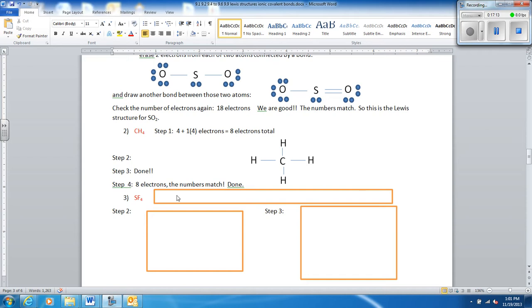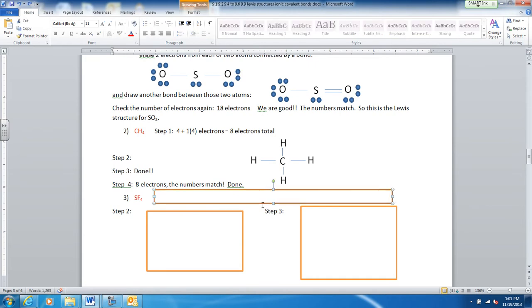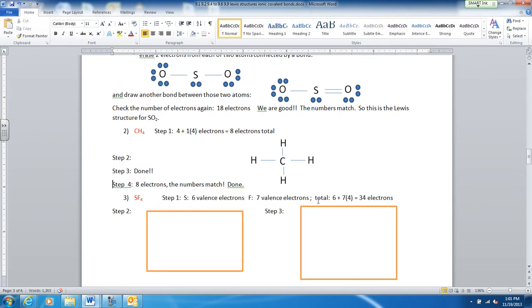So SF4, we're going to again add up the valence electrons. Sulfur has how many? 6. And fluorine has how many? 7. Okay, so you need 34 total electrons.